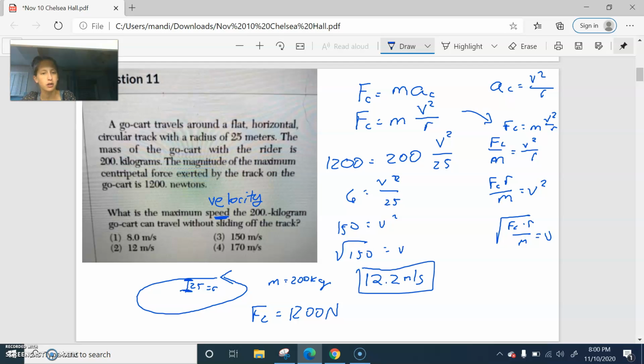So you could have also done it over here. You could have said, well, the square root of, and then plug your numbers in and go 1200 times 25 divided by 200. Take your square root of that, and you still get 12.2. So whether you prefer to rearrange letters or prefer to rearrange numbers, it's up to you. Know thyself. But the right answer is 12.2.